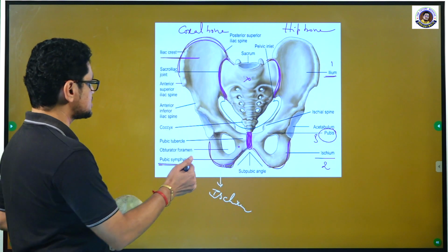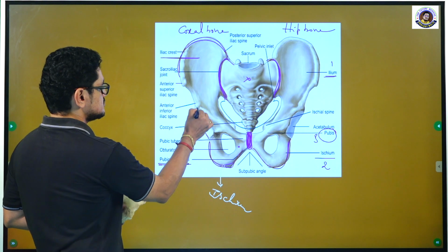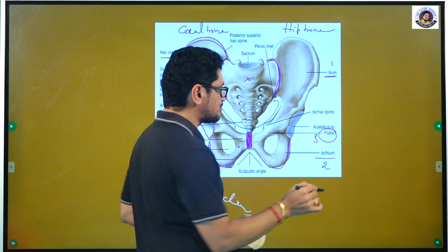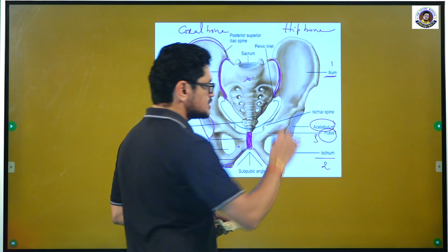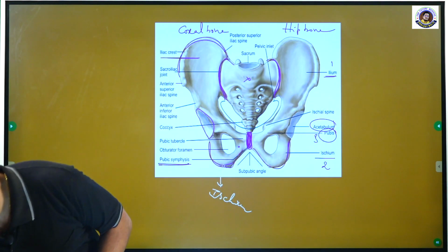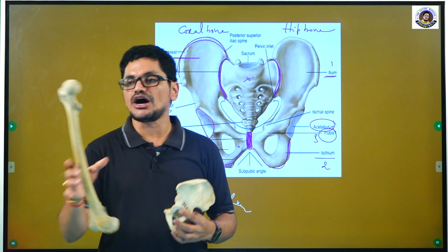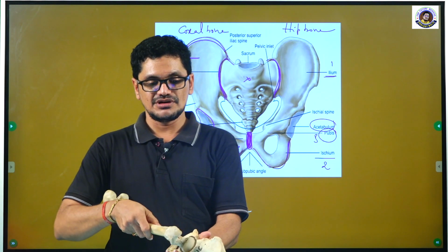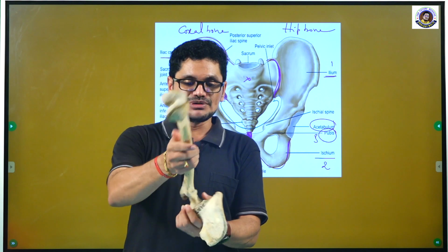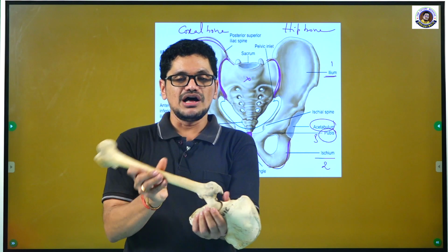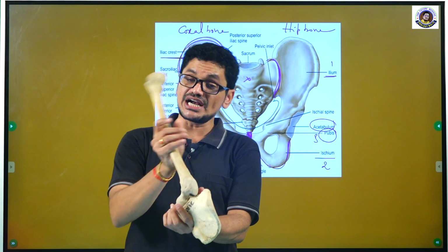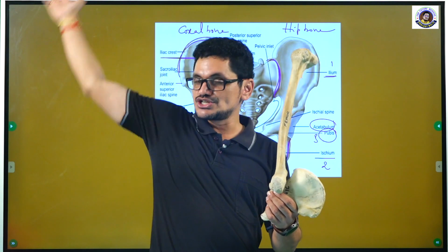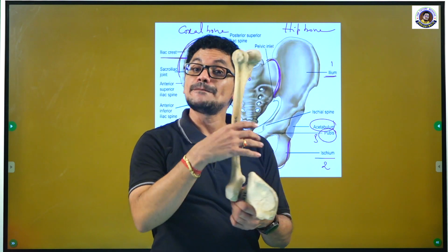What is this depression? This depression is called the acetabulum. And the acetabulum articulates with the head of the femur, the thigh bone, forming the ball and socket joint. Wow, what a great movement there. So 360 degrees, something like the ball and socket joint of the shoulder. This is the shoulder joint and this one will become the hip joint.